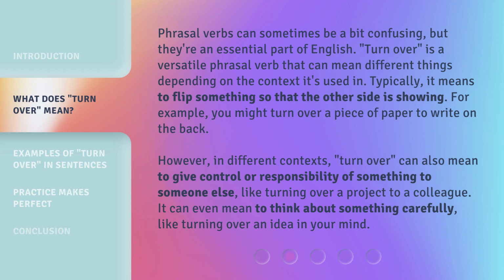Phrasal verbs can sometimes be a bit confusing, but they're an essential part of English. Turn over is a versatile phrasal verb that can mean different things depending on the context it's used in. Typically, it means to flip something so that the other side is showing. For example, you might turn over a piece of paper to write on the back.